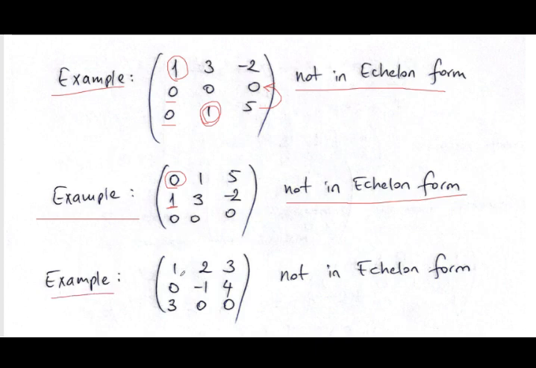Another example: you have 1, 2, 3, and then below this leading term 1, we have a 0 here, and then minus 1 here. But below this 0, we have a non-zero term. So this basically gives us the counterexample, because this must be 0 if we want to put this in the echelon form, but it is not. So it is not in the echelon form.